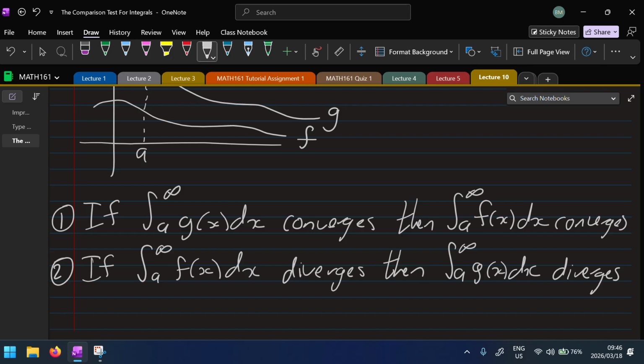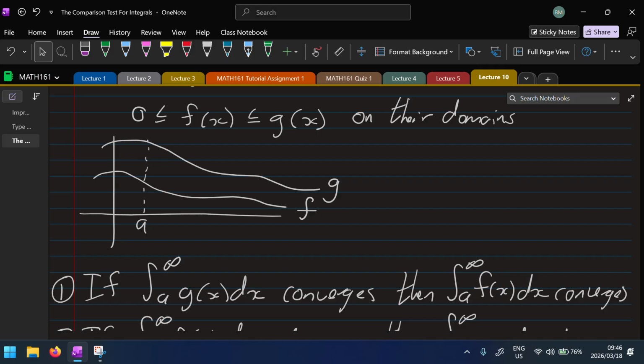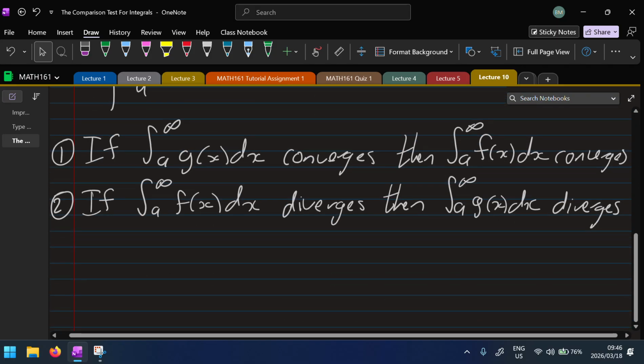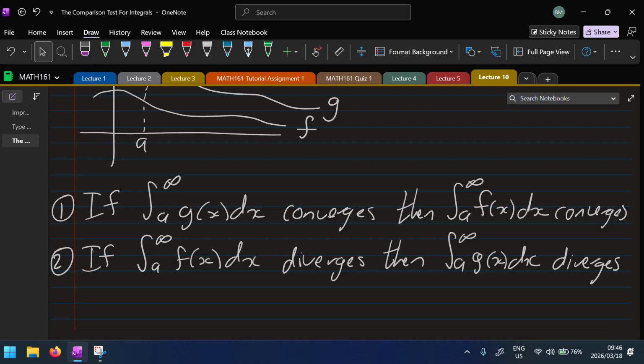Okay, now please remember the ordering. Okay, so we've got f being the smaller one and g being the larger one. If you mix those up, you get all of these statements mixed up as well. So f is the smaller one, g is the larger one. Then the integral of the larger one converging means the smaller one converges. So larger one converges means the smaller one converges.